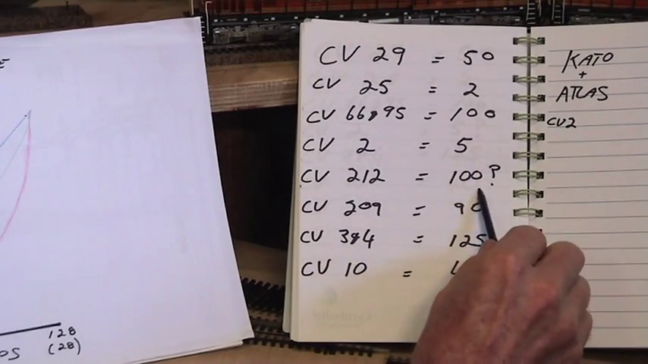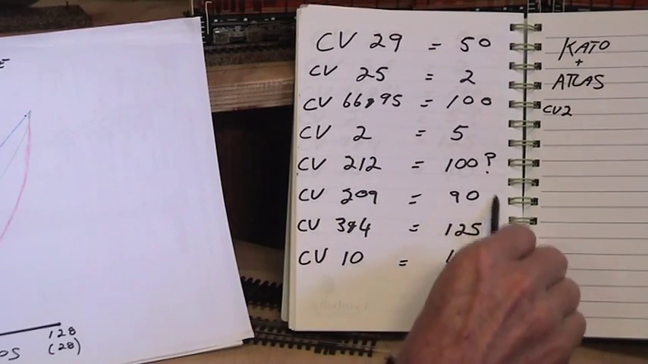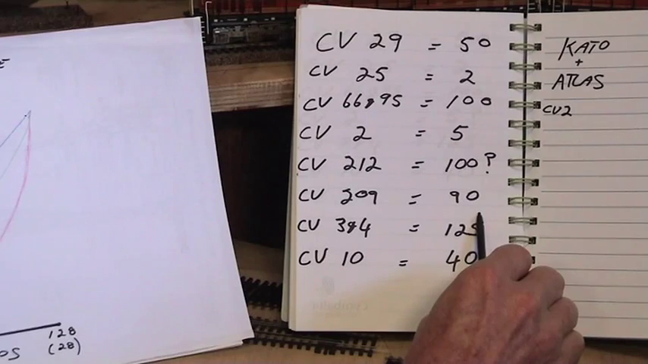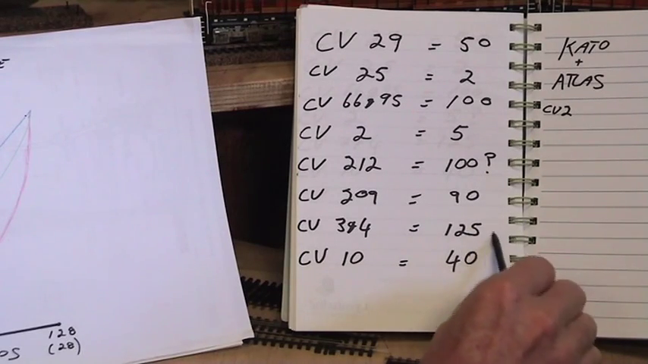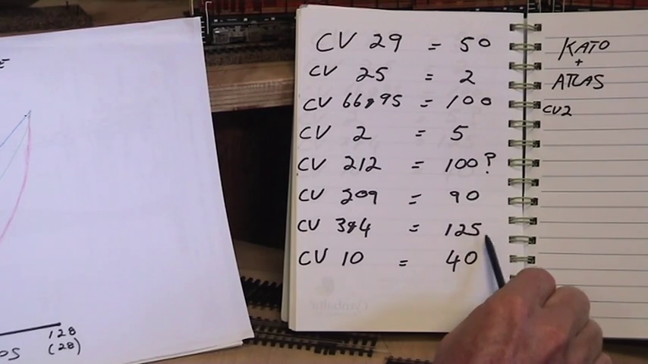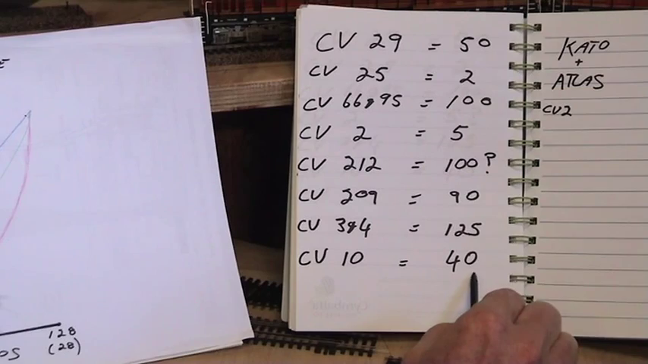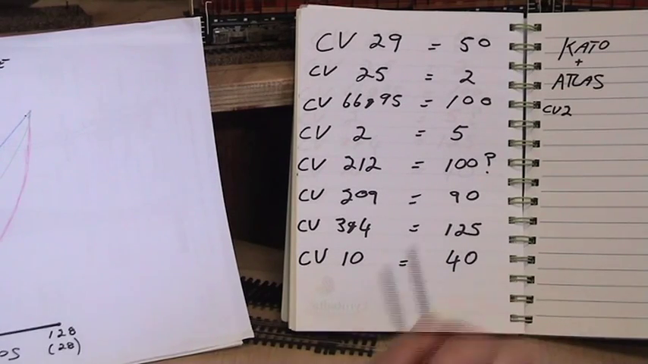CV212, our back EMF, we can leave that. CV209, our back EMF coefficient, you can leave that at 92 or wherever you're happy with it. CV3 and 4, acceleration, I've dropped down to 100, because at the lower speed range the momentum seems to increase a lot. And CV10, our back EMF cutoff, I've increased to 45, just a little bit for the hills, no biggie. Right, so let's have a look at the actual speed curve itself.